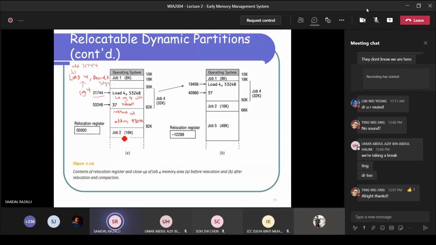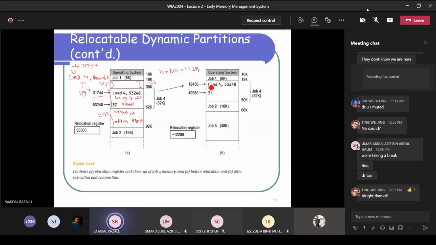When they do relocatable dynamic partitions, this block from 18K to 30K is around 12K, which is 12 times 1024 bytes, or 12,288 bytes. So everything moves from here up to a lower memory location by 12,288 in size.